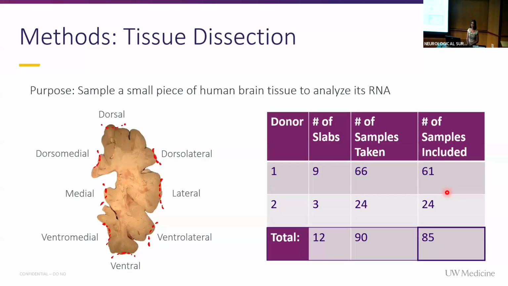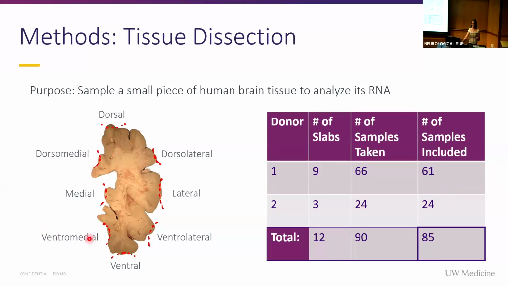I broke down the methods into 3 sections, starting with tissue dissection, arguably my favorite part. I actually really enjoy dissections. And if you imagine a brain and you split it into its 2 hemispheres, and then you slice the hemispheres from front to back, you'll get a brain slab like this one. So this is an example of a real human brain slab that I dissected.